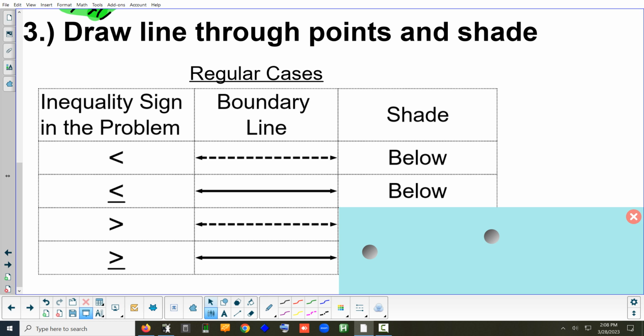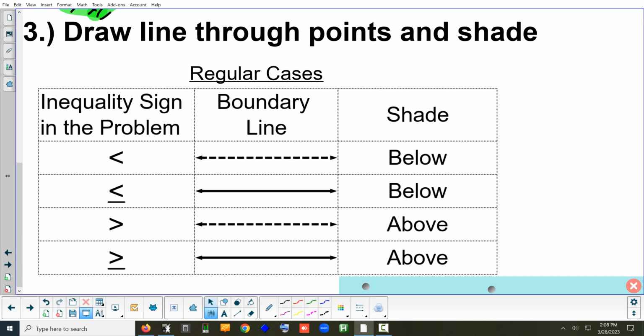So if less than means you're going to shade under the line, what do you think greater than means? You're going to shade, yeah? Over or above. Yep, above. So this chart pretty much tells you where to shade, except for special cases, which I think we're going to do tomorrow.